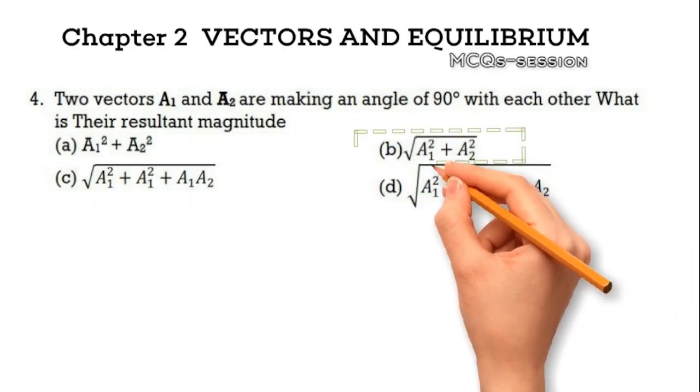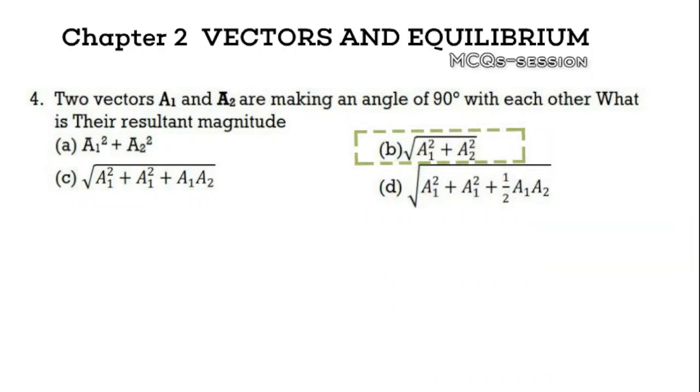The correct answer is B. The square root of the sum of A1 squared and A2 squared. When two vectors are at a right angle, we use the Pythagorean theorem to calculate their resultant. Here we take the square root of the sum of the squares of both vectors.